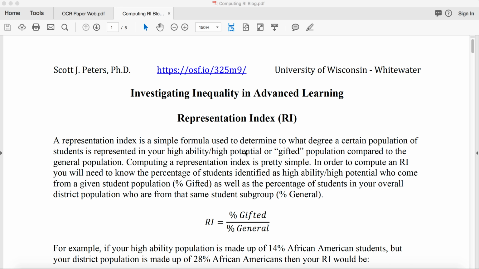Before we jump into the Office of Civil Rights data collection, we need to talk about the metric that we're going to use. That's what's on this page right here. It's called the Representation Index. And this handout is meant to walk you through absolutely everything. So if you weren't listening to me right now, hopefully you could take this handout and duplicate everything I'm talking about. I'm going to go back and forth a little bit between this handout and the actual website.